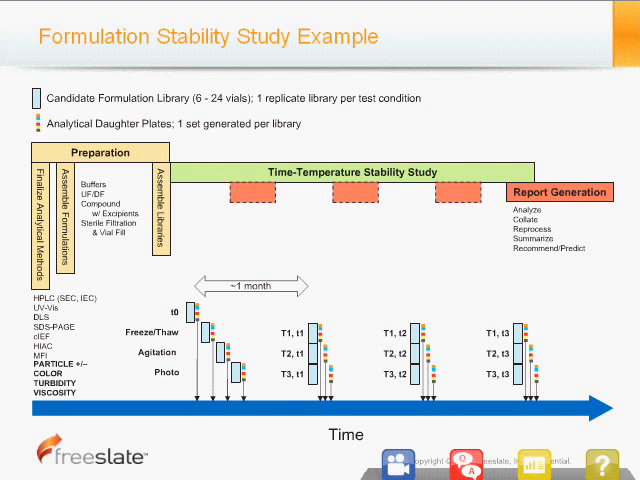So then the last phase of the experiments, once you've generated all the daughter plates and collected all the analytical data, is that you want to generate a report from all the data that you've collected. So at the end of the study, there's an analysis. You need to analyze all this data. You need to collate all this data, so you have all these daughter plates from all these different analytics, and you need to map the well that you analyzed in that analytic daughter plate back to its original formulation library.